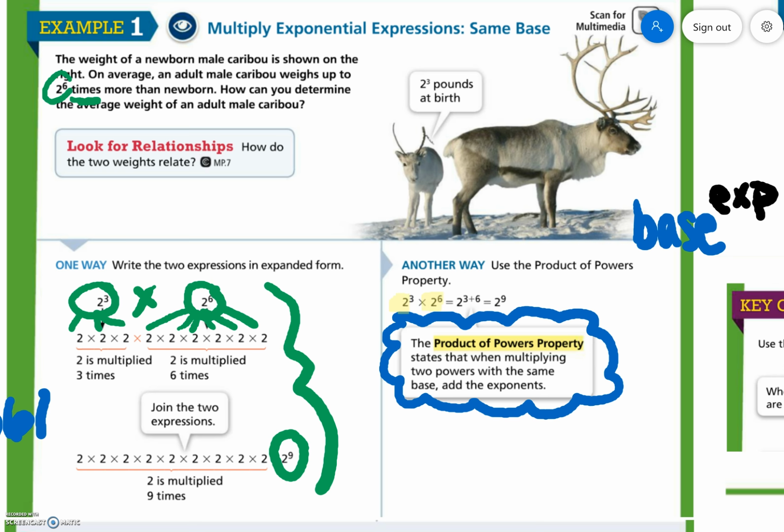And we're multiplying. So it says when we multiply, all we have to do is add the exponents. So that's why we kept the base. 3 plus 6 equals 9.